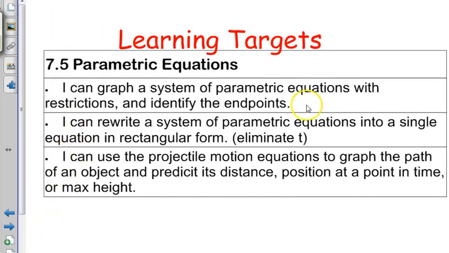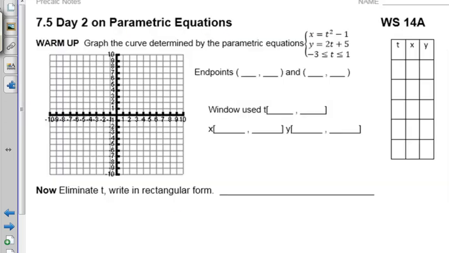So again, our learning targets: make sure we can graph these and identify the endpoints and understand where the restrictions come from. And we can eliminate the t by putting one into the other, substituting in, and then do all kinds of projectile motion equations that find things that they want.